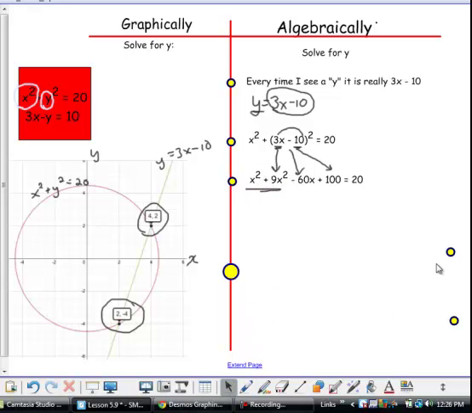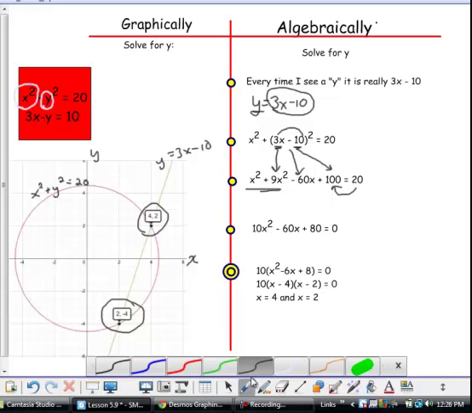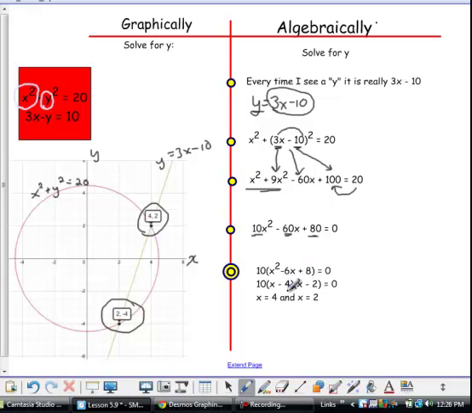So x squared plus 9x squared gets me 10x squared minus 60. And we bring this 20 over to get me 80. That's right. Every time I see an x squared, I've got a factor. So I'm going to continue factoring by taking out the greatest common factor, which in this case happens to be 10. And that leaves me with x squared minus 6x plus 8.